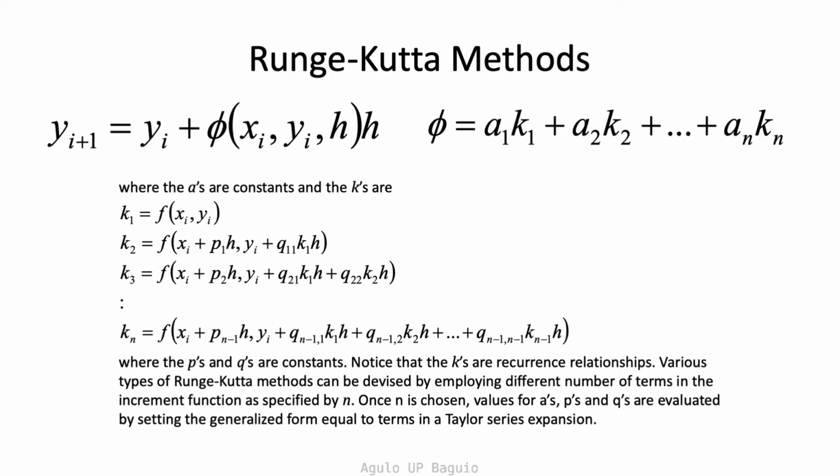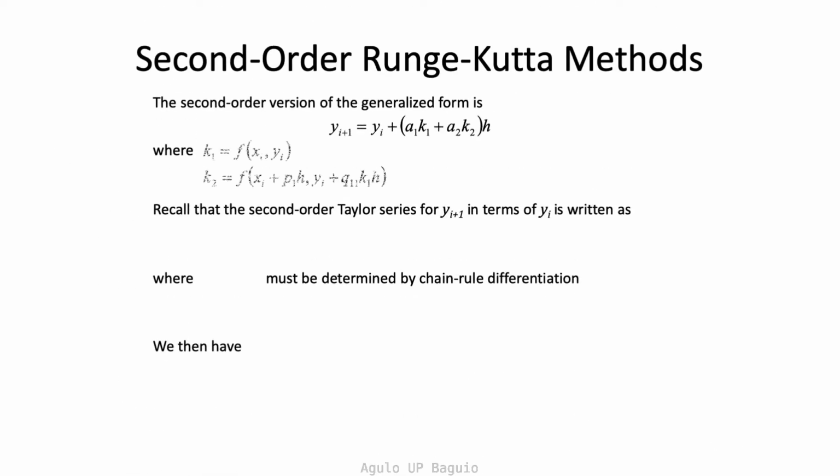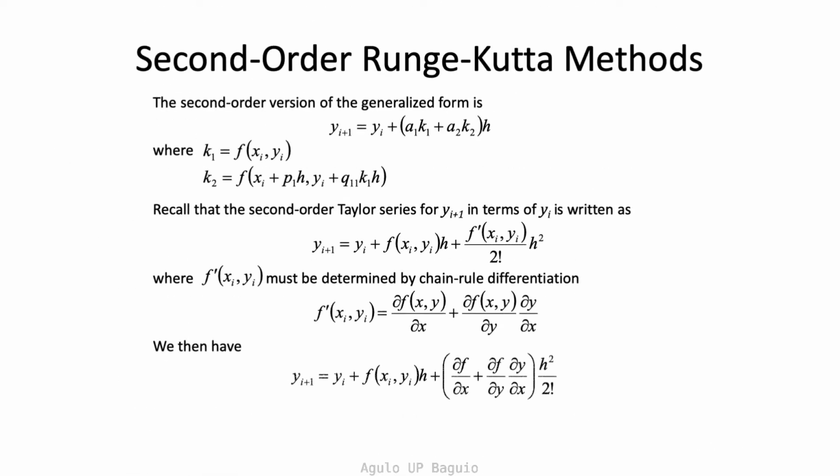So various types of Runge-Kutta method can be devised by employing different numbers of terms in the increment function as specified by n. Once n is chosen, values for the a's, p's, and q's are evaluated by setting the generalized form equal to terms in a Taylor series expansion. So that's what we're going to do in the next slide. We're going to begin with the second order Runge-Kutta method.